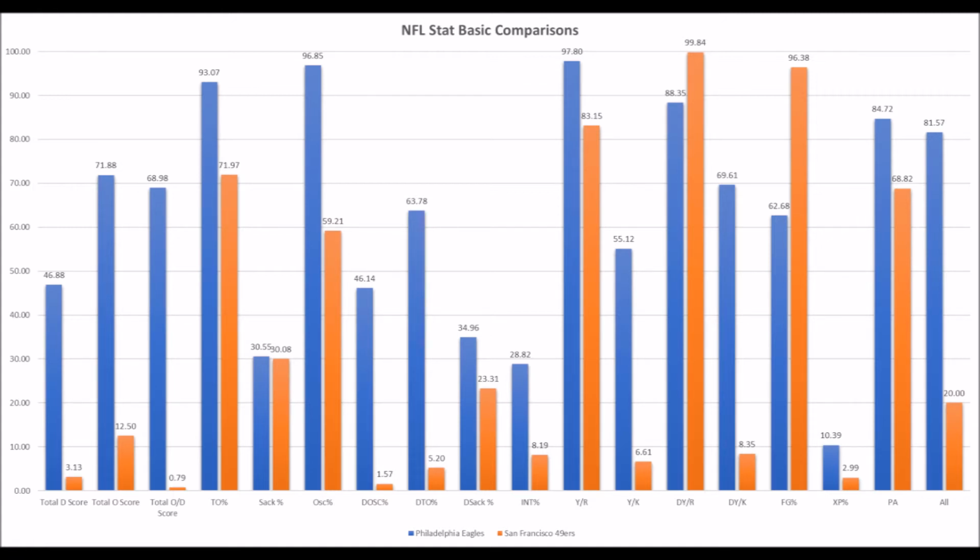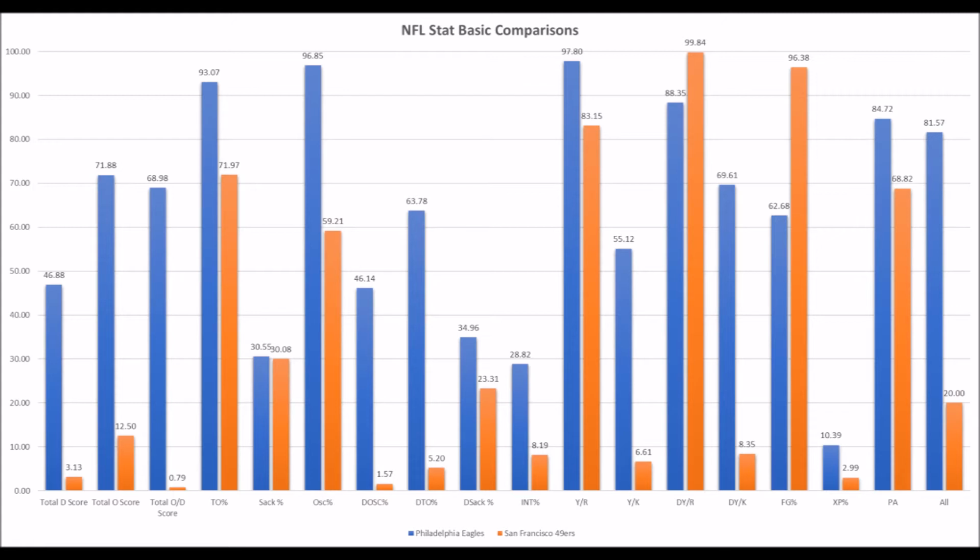First off, the total O score, which is basically the ability to create first downs as an offense, is with the Eagles. The Eagles have a much higher ability to create first downs as an offense compared to the 49ers. The Eagles also have a much better defense. The total D score, which is the ability to prevent first downs on defense, is also more so in favor with the Eagles. Turnover percentage is also in favor of the Eagles. The Eagles are much better in terms of preventing turnovers.